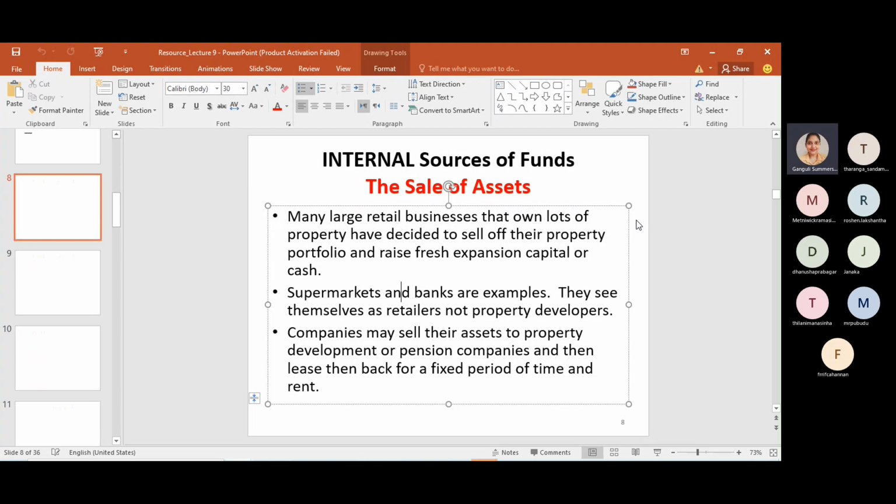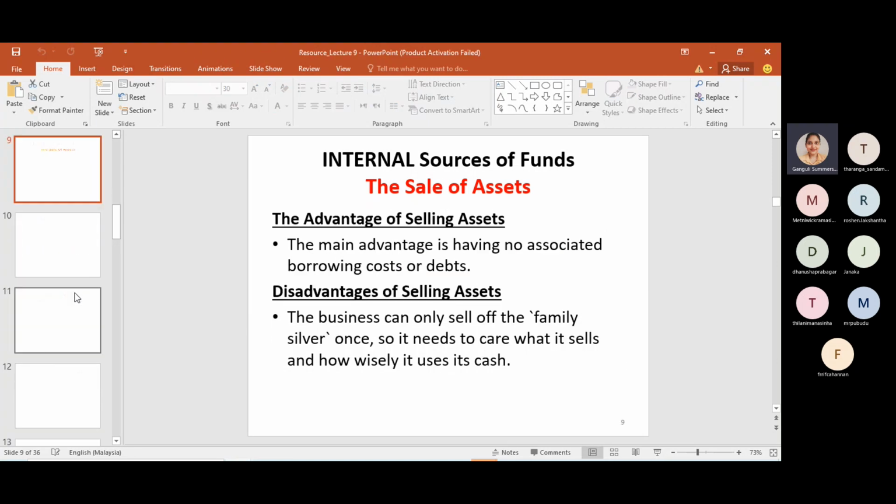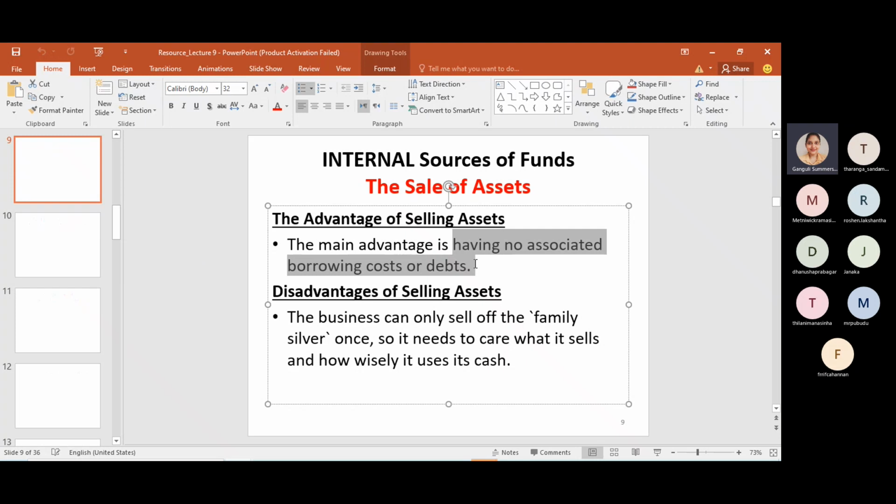For example, supermarkets and banks are businesses that sell their own properties. So that's about the sale of assets. The sale of assets has advantages and disadvantages. The main advantage of selling your assets is having no associated borrowing costs or debts.